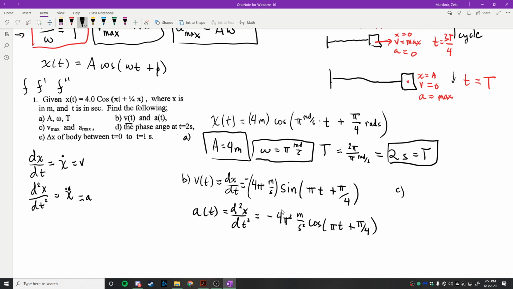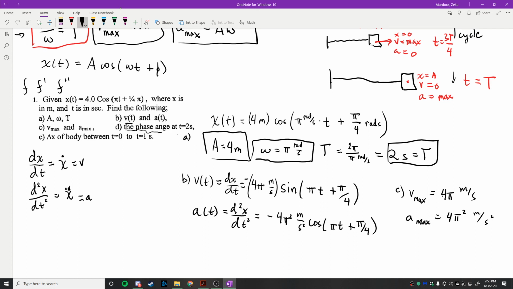But part C, Vmax is basically just whatever 4 pi is, something like 12, not radians per second. It's meters per second. This is velocity. And then Amax is 4 pi squared. There you go.